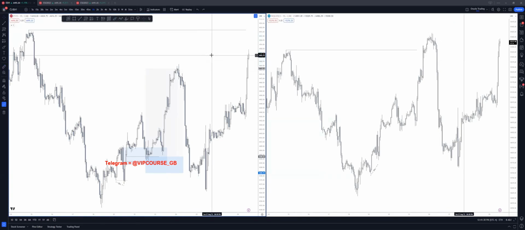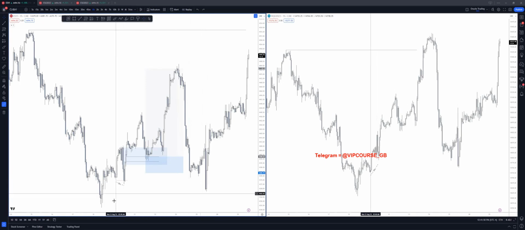So not only is it good for entries, but it's also a good indication of when we can exit the market, because liquidity is more than just a single pair thing. It is used and manipulated on multiple correlated pairs.